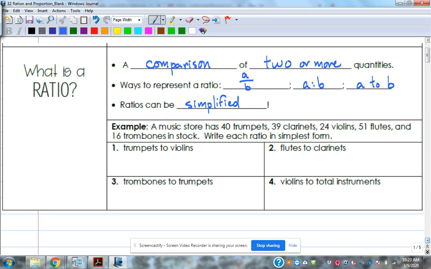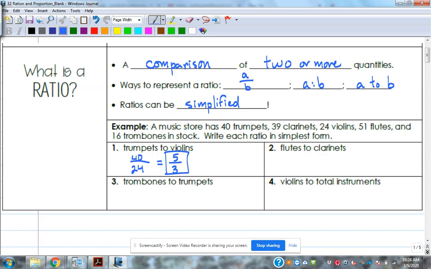A music store has 40 trumpets, 39 clarinets, 24 violins, 51 flutes, and 16 trombones in stock. Write each ratio in simplest form. So trumpets to violins. I'm going to write my ratios in fraction form because that's how I like to do it. How many trumpets do we have? 40. How many violins? 24. And we're going to reduce that to be 5 over 3. That would be the simplified version of that.